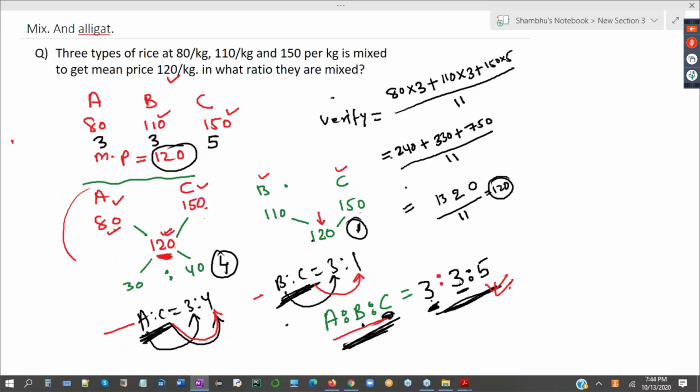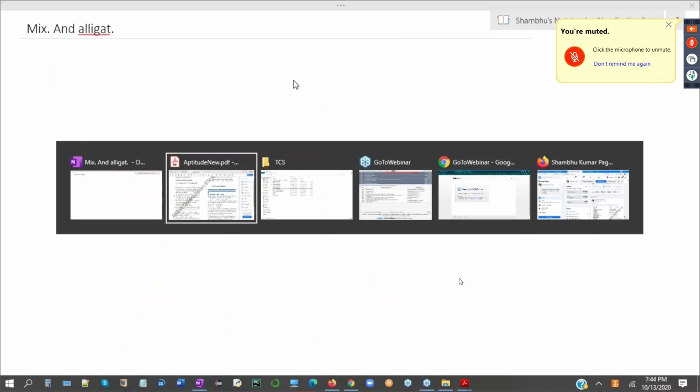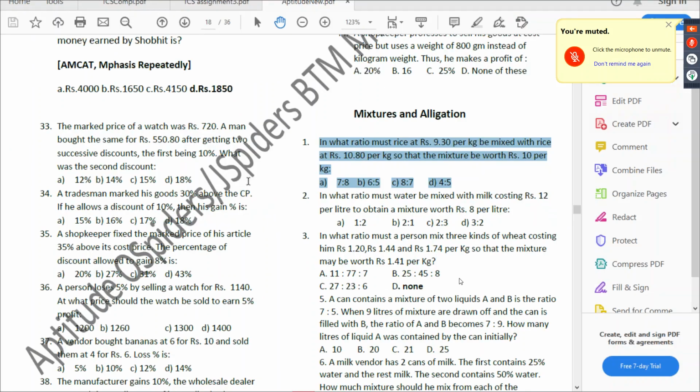If 4 items, then you have to do this 3 times. Generally, it will not come for 4 items and all. You try by yourself now. We have not much time. I will tell you now what question they ask, what question earlier they have asked.